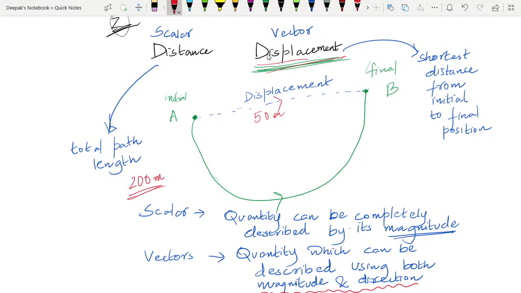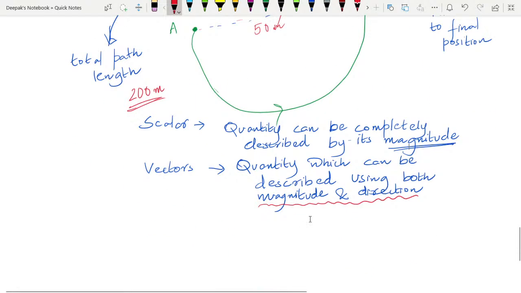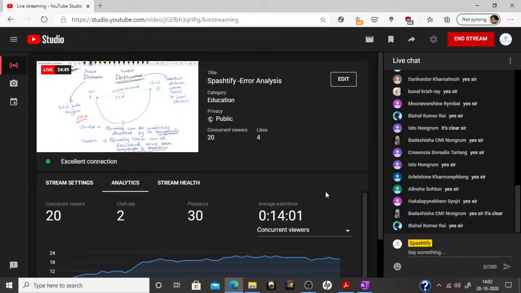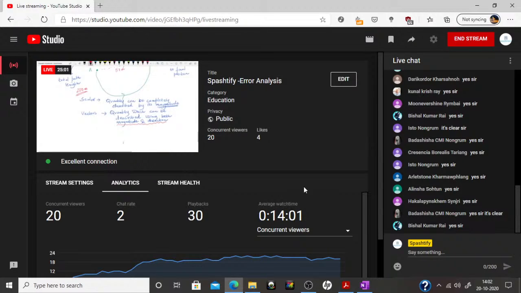Understand? Scalars are quantities which can be completely described by magnitude. Only magnitude is needed to describe them, whereas vectors are something which have to be described with both magnitude and direction. Is it clear, yes or no, vectors and scalars? There is a separate chapter on vectors and scalars in the next chapter, so we will discuss it there. For now, I hope you understand the meaning of these two.